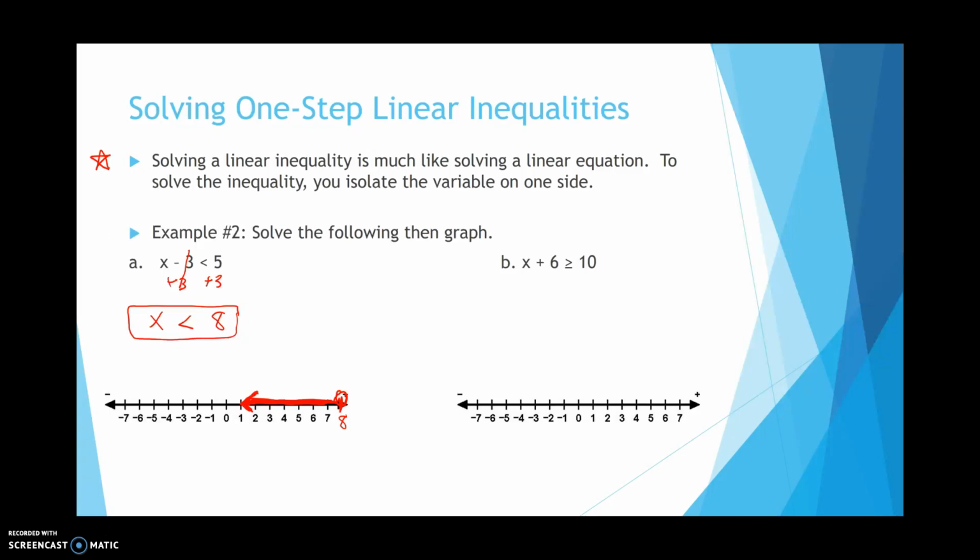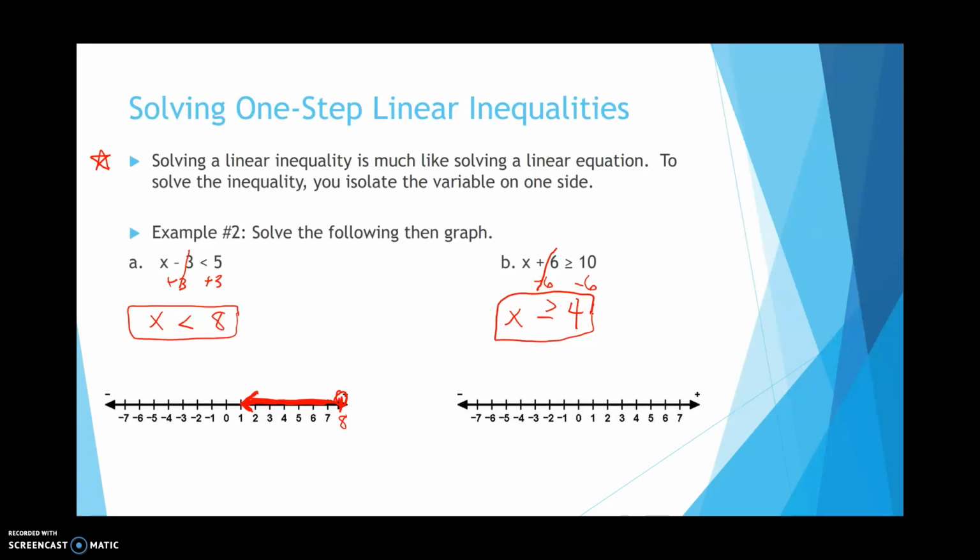The next one here, we have x plus 6 is greater than or equal to 10. So again, we want to isolate x, meaning getting it by itself. So I'm going to take the opposite of adding 6. I'm going to subtract 6 from both sides. On the left side, the 6 cancels out. So I'm left with x is greater than or equal to 10 minus 6, which gives me 4. So that is my written inequality, but now I need to graph it.